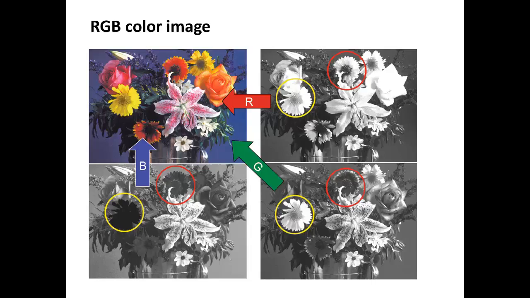How about color images? In fact, there are different types of color images. What we talk about here is the RGB color image. For an RGB color image, we have three components, R, G, and B. That means we have three monochrome images which can be used to construct one RGB color image. See here, this shows the R component, this shows the G component, and the blue component.